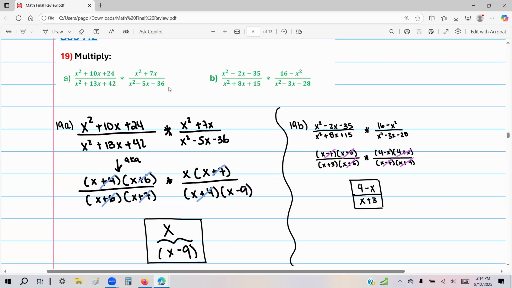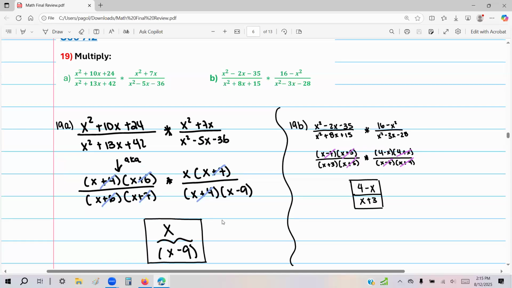The denominator, 2 numbers multiplied to 36 combined to 5 is -9, +4. So you factor all of them, and then you cancel whatever you can cancel, one from the top, one from the bottom. So x plus 4 cancels with x plus 4, and x plus 7 cancels with x plus 7. On the left side, we have x plus 6 on the top and bottom, so they cancel out. We're left with x on the top and x minus 9 on the bottom. You put them together, and that's the final answer: x over x minus 9.